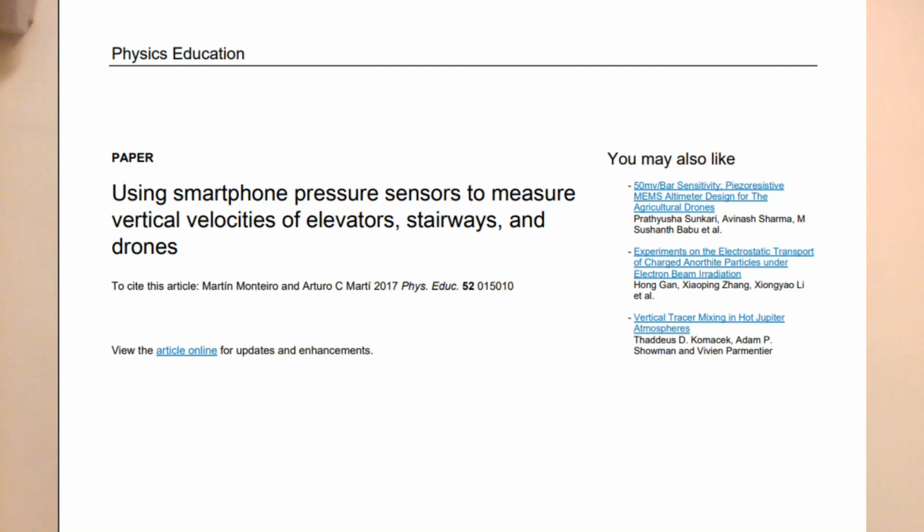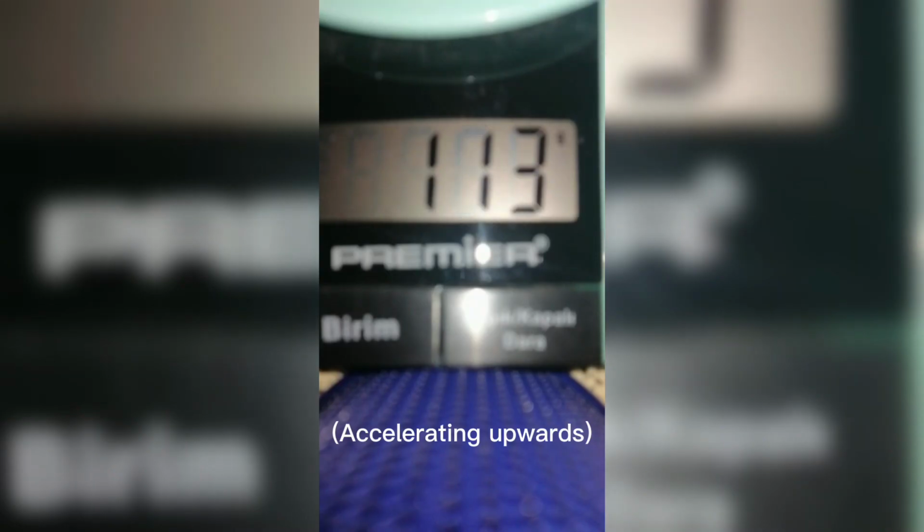In an article by Martín Monteiro and Arturo Martí, they measure vertical velocities using a pressure sensor and an accelerometer. After that, they compare these measurements. After reading that article, I thought about measuring vertical velocity using an accelerometer. But to make it more challenging, I decided to calculate acceleration change by myself instead of using an accelerometer.